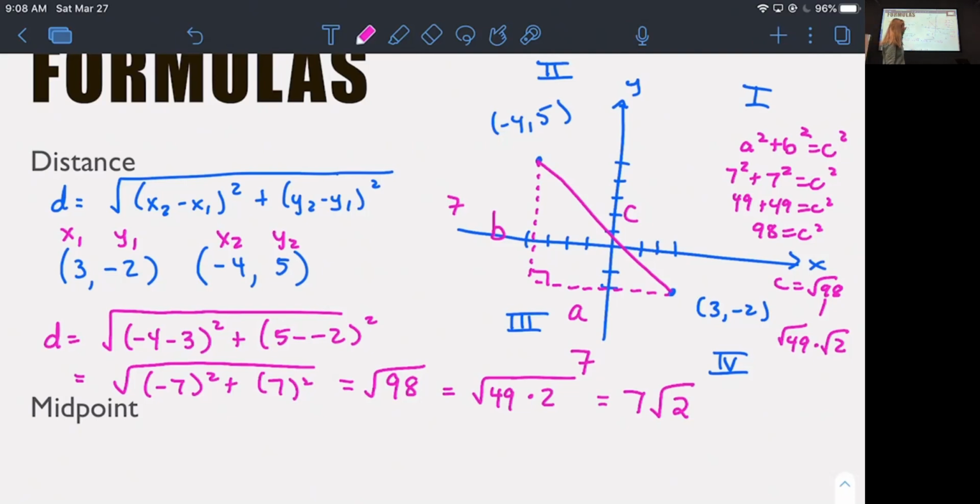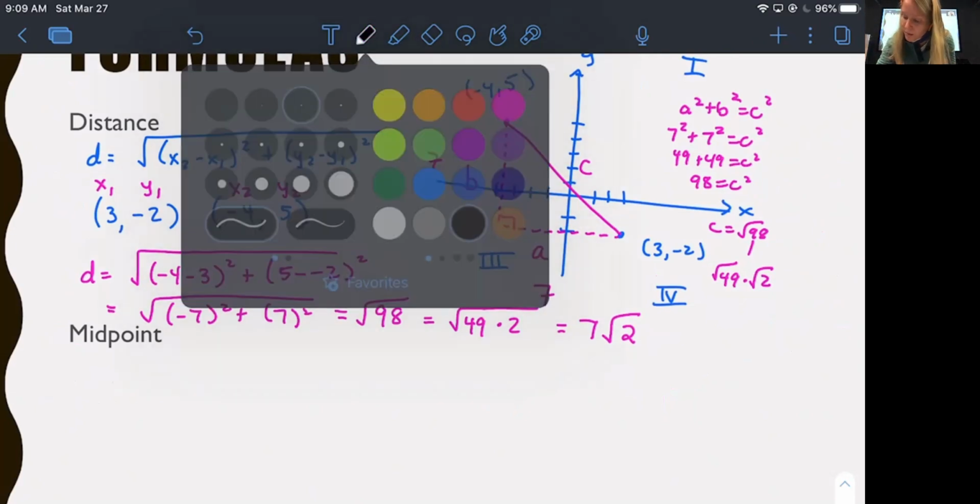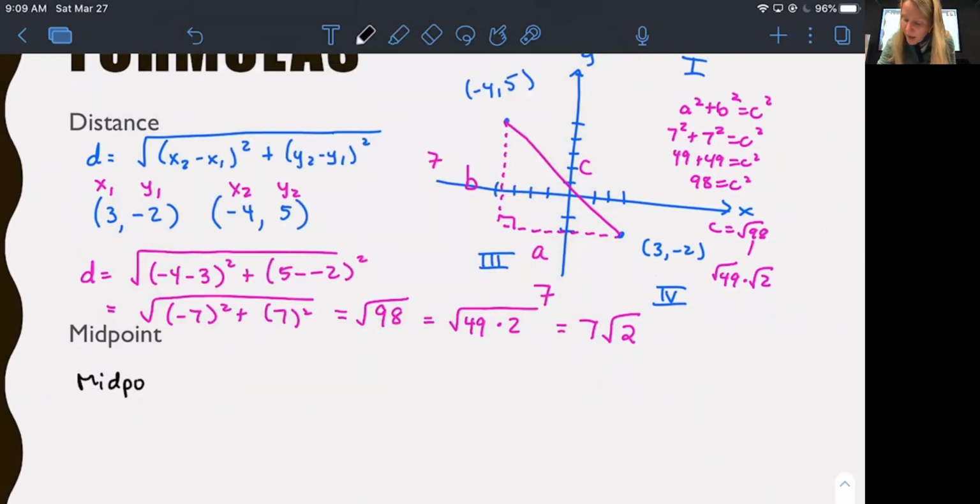You can do it with the formula, or sometimes we blank on formulas. So just remember, you can plot the 2 points, connect them with the line, and then make a right triangle out of it. Okay. The midpoint formula. That's if you want to find the middle of 2 points. The midpoint formula, again, it has a formula. If you forget it, it's okay. You can also brute force your way to the midpoint.